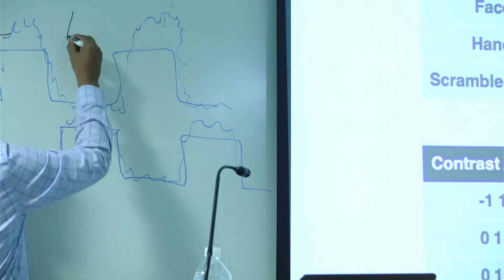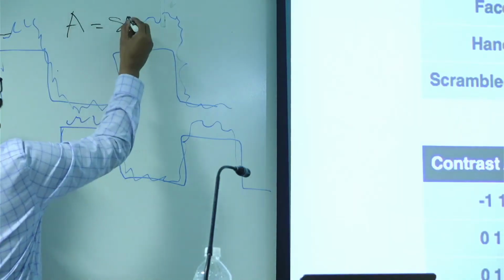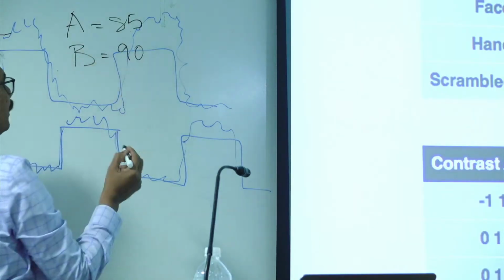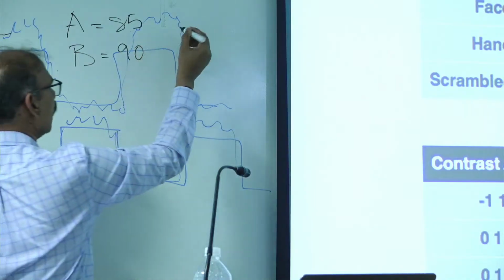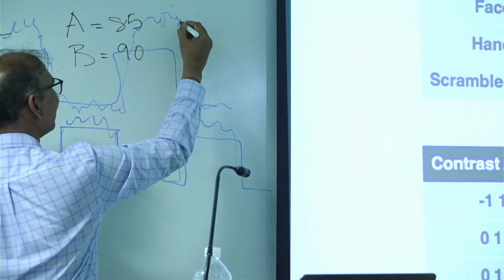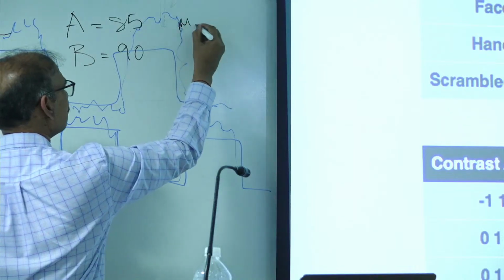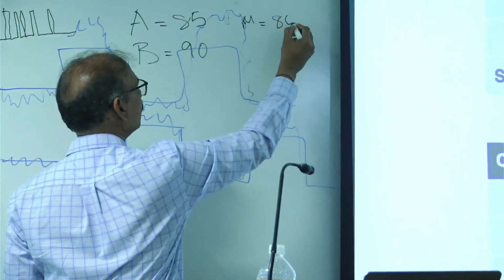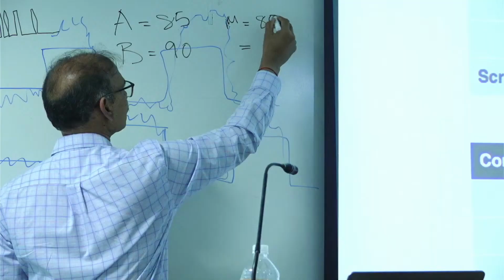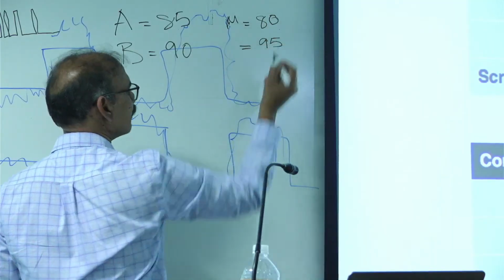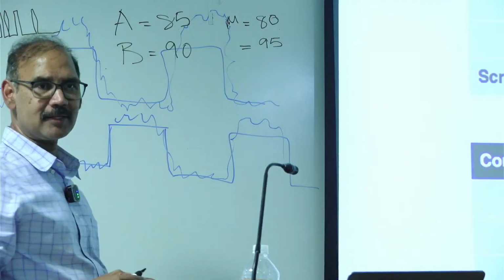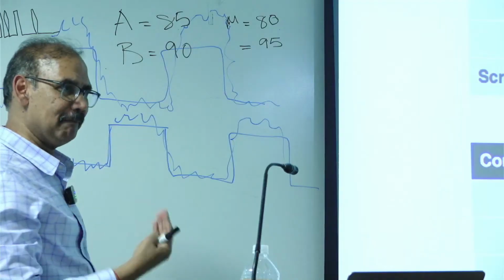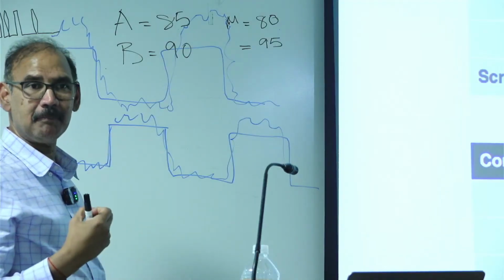Let's say student A gets 85 and student B is 90, right? And the mean mu is, let's say, 80 and the mean is 95. From this, can you tell who is a better student? Like who did better in the exam, maybe is what I want to mean, right? Or do you need any other variance, right?